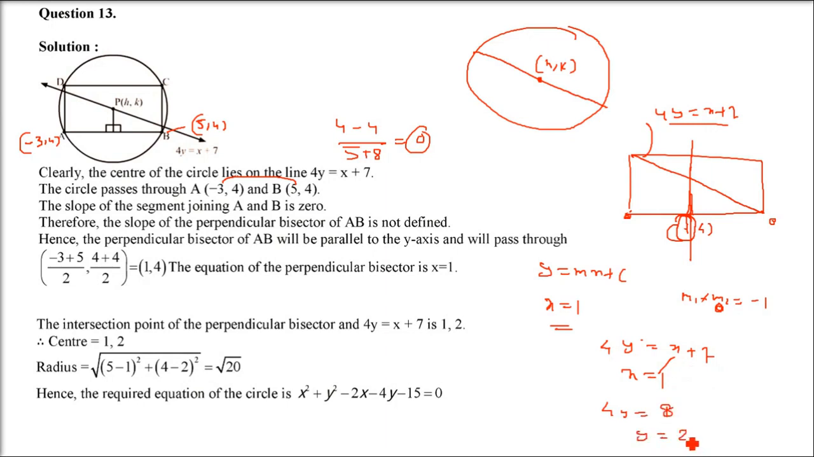So I'm putting x as 1 in the previous equation, 4y equals x plus 7. So y will become 2. So 1 and 2, H and K we wanted. So this is the center. We have the center now. Now, one more thing is remaining. How to find the radius?